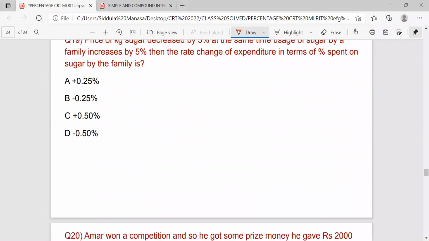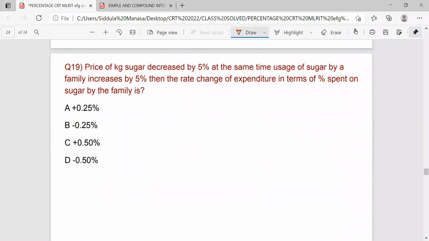So move to question number 19. The price of sugar per kg is decreased by 5%. At the same time, usage of sugar by the family is increased by 5%. Then what is the rate of change of expenditure in terms of percentage? That means from expenditure 1 to expenditure 2, whether it is incremented or decremented in percentage, you have to figure out. So I'm giving 1 minute, students. Everyone has to respond with your answer. Your time starts now.